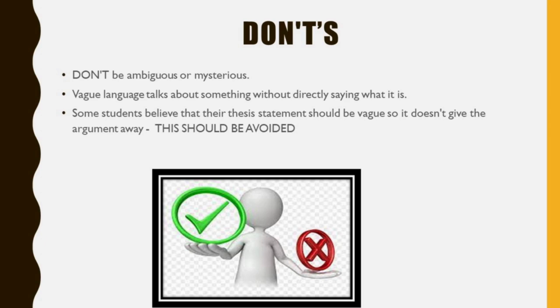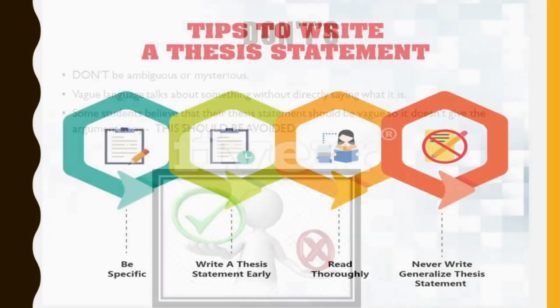Some students believe that their thesis statement should be vague, so it doesn't give the argument anyway. But a perfect thesis statement must kindle more arguments, right? Some students believe that if their thesis statement is vague or mysterious, no one would raise a question. It shouldn't be done at all. This should be completely avoided. So please make sure that your thesis statement is clear and it shouldn't be vague.